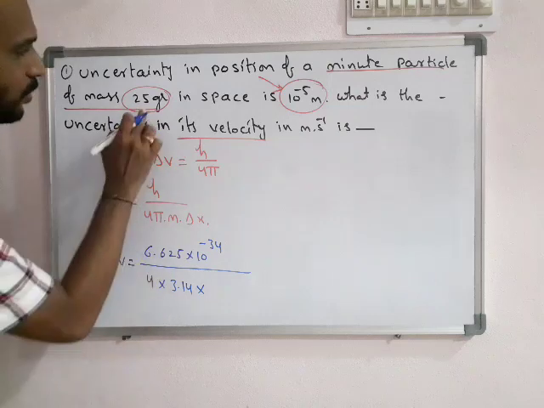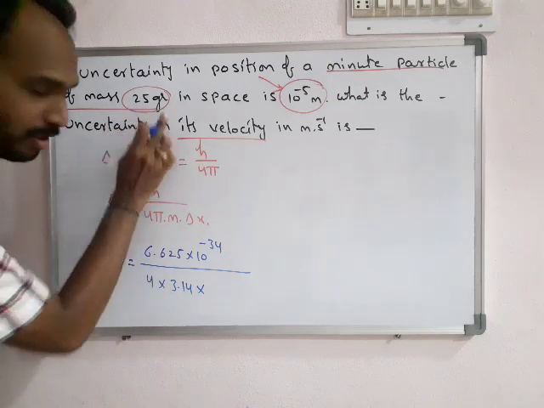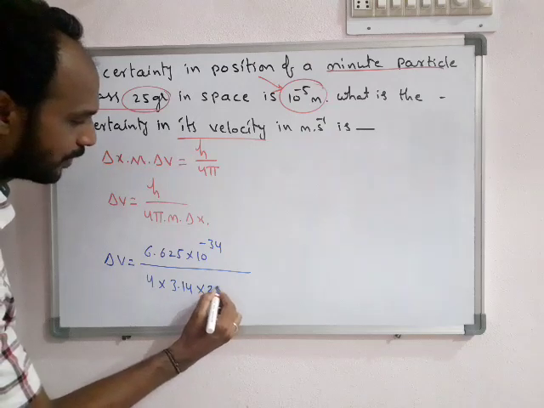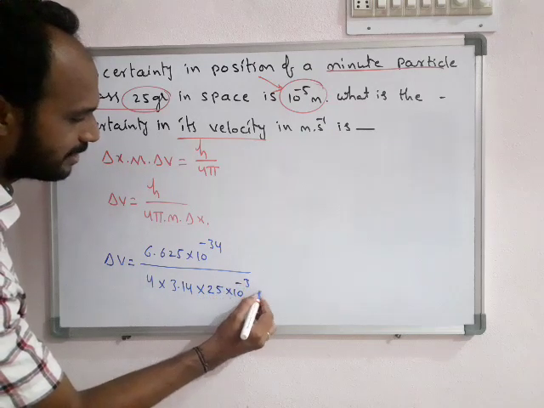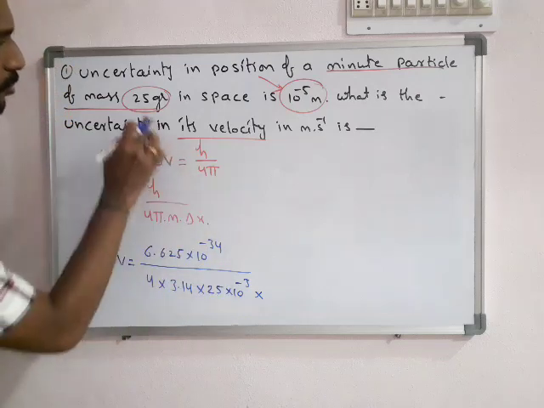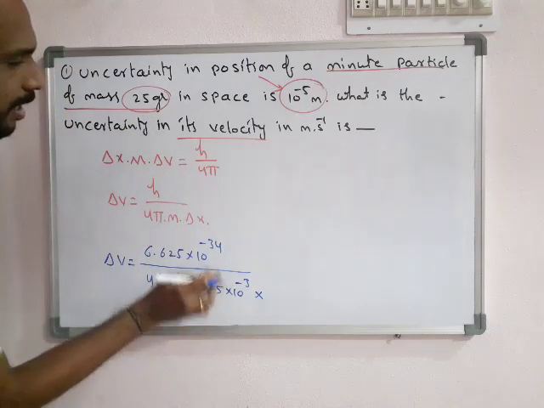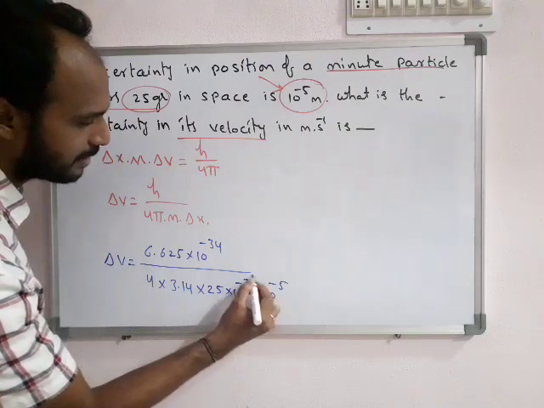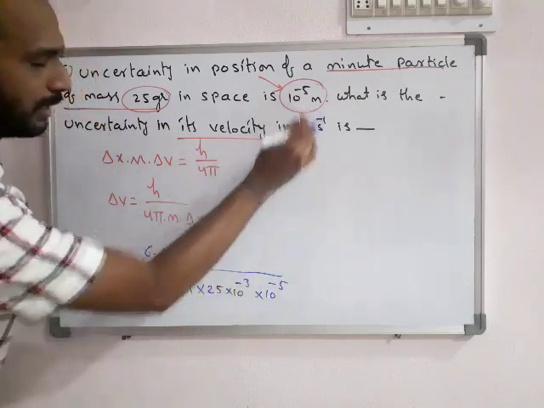What is the mass? 25 grams. So we need to convert it into kg because we are following the SI method. 25 into 10 power minus 3 kgs. Okay, this is important, conversion of grams into kgs. Next, delta x. What is delta x? 10 power minus 5 meters. So already it is present in SI method, so no need to convert it.